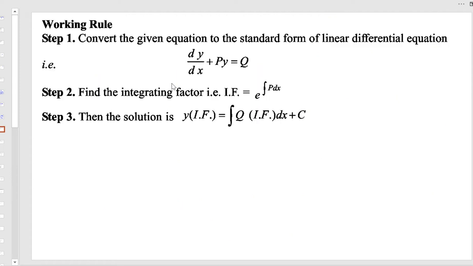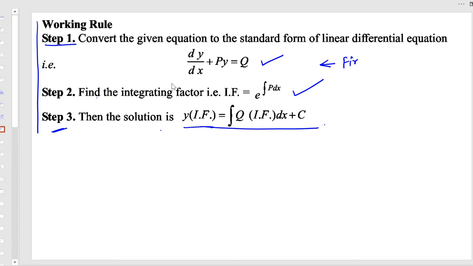Now the working rule for this method is this way. Step 1, convert it into this form. Step 2, find the integrating factor. Step 3, the solution is given by this function. So this is only for first order, remember, first order linear ordinary differential equation.